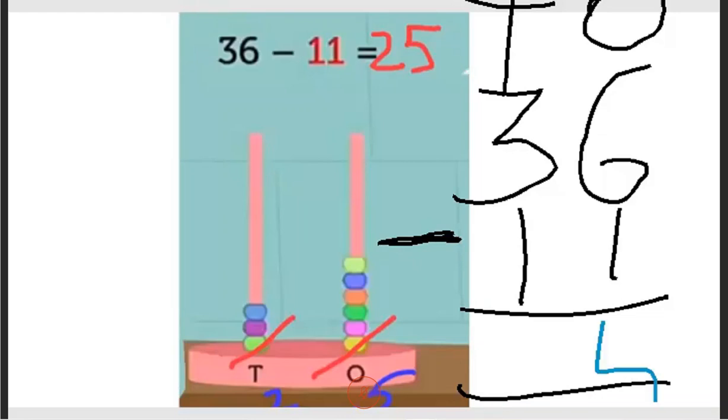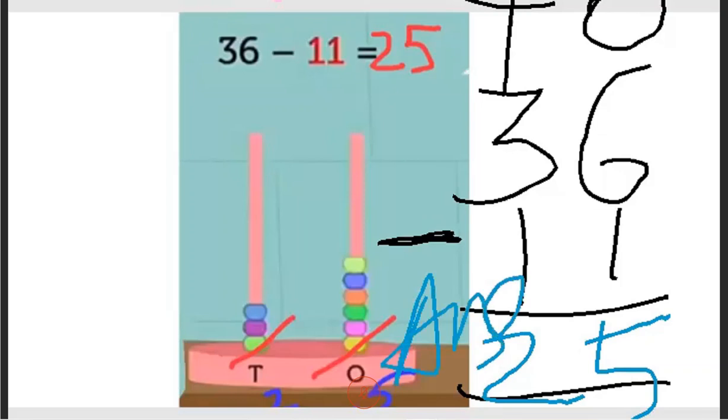6 minus 1, 5. And 3 minus 1, 2. Answer: 25. Yes, children. Now you have understood the concept of subtraction. That means you have to take away. Only the remaining part is the answer. Okay. Yes, this is the introduction of subtraction. So we are going to continue.